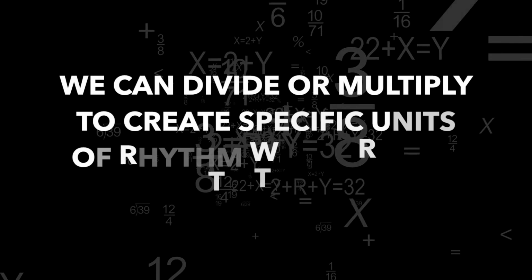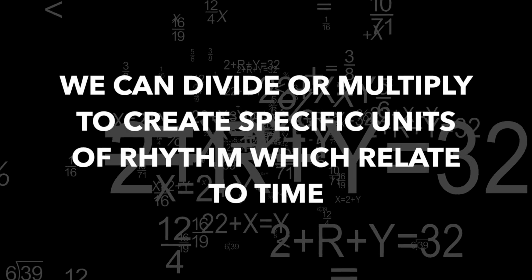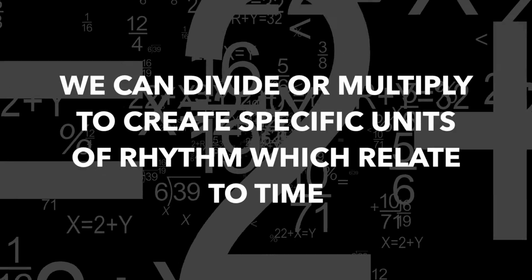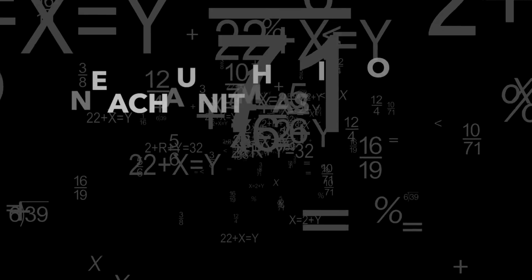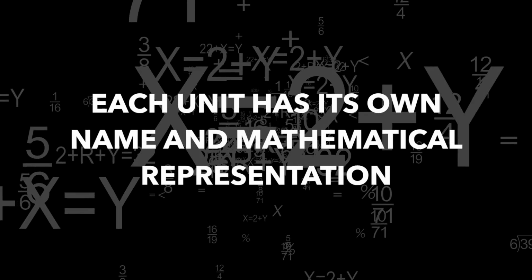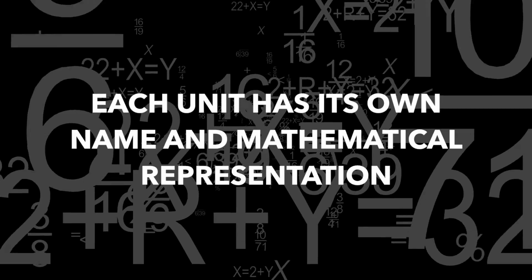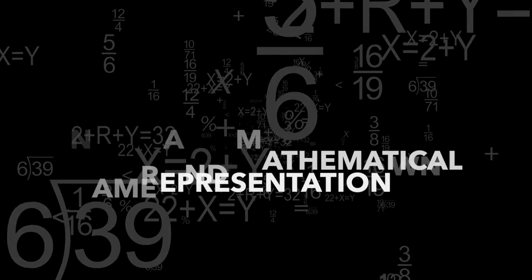We can essentially divide or multiply to create specific units of rhythm which relate to time, and each unit has its own name and mathematical representation. This type of calculation lies at the heart of rhythmic organisation. Let's look at the most common names and units of time.